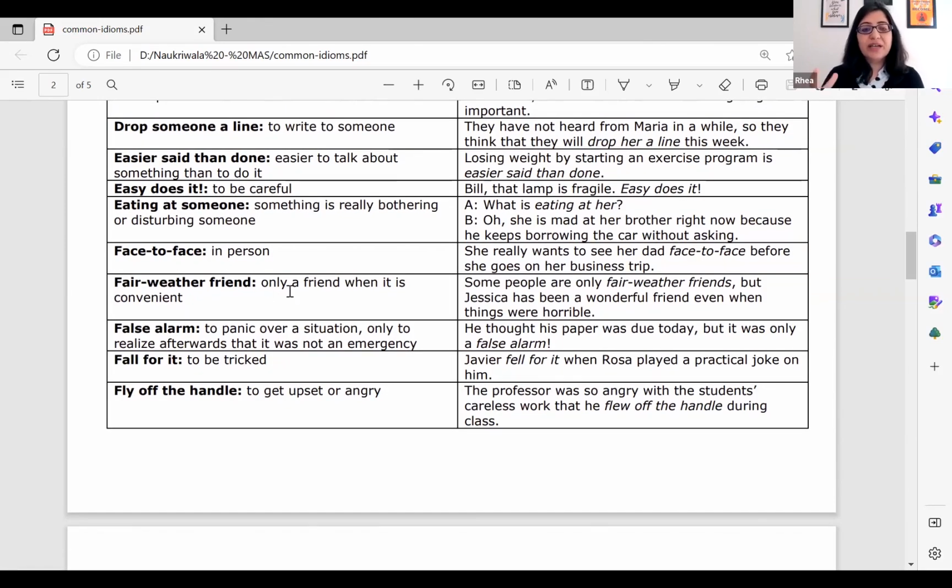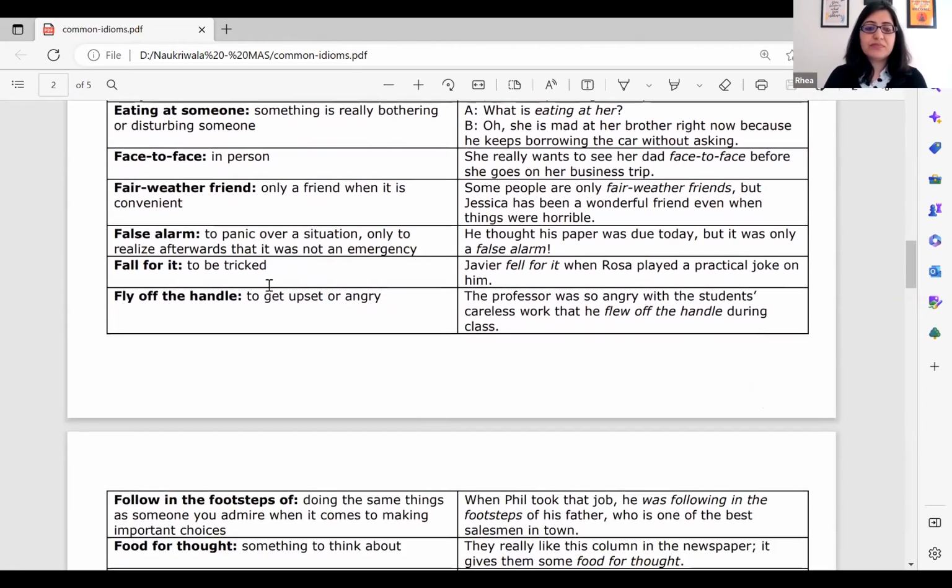Fair weather friend means जब भी काम होता है तभी हमारी याद आ जाती है. It's that way. A friend who is a friend only when she needs you, whenever it is convenient for her or him, and then he forgets you whenever he or she does not need you.